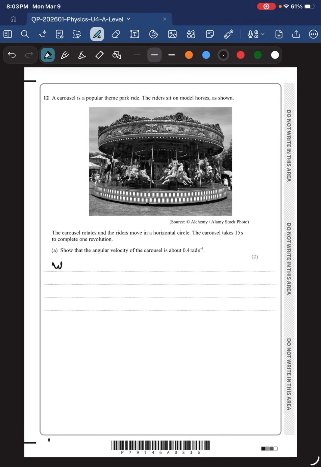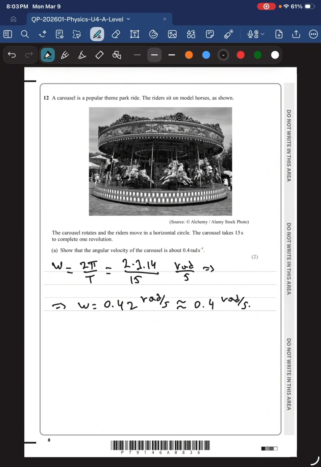So omega is 2 pi over the period. So 2 times 3.14 radians over 15 seconds. And if you have a calculator, you will see that this is 0.42 radians per second, which is 0.4 radians per second.